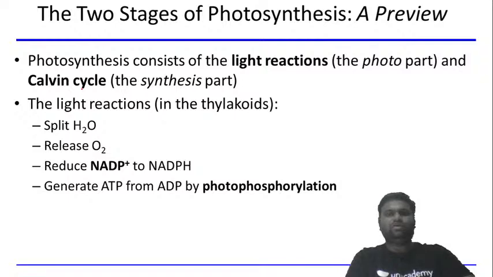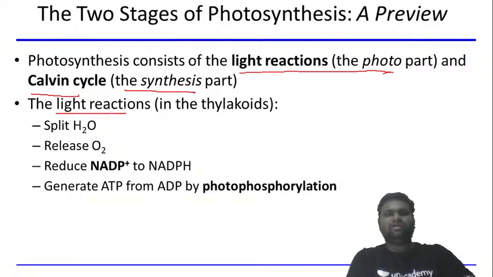So there are two stages of photosynthesis. Photosynthesis consists of the light reaction, or the photo part, and it also consists of the Calvin cycle, that is the synthesis part.